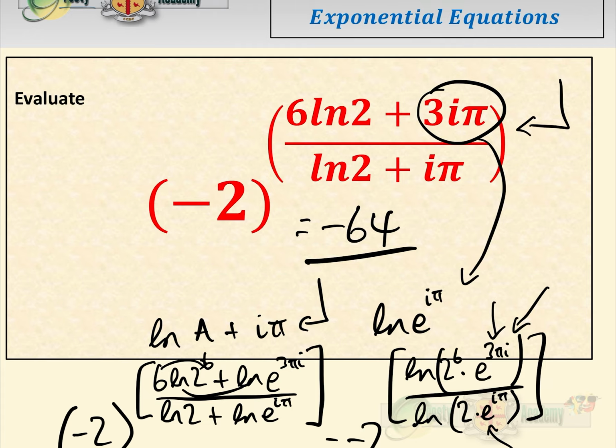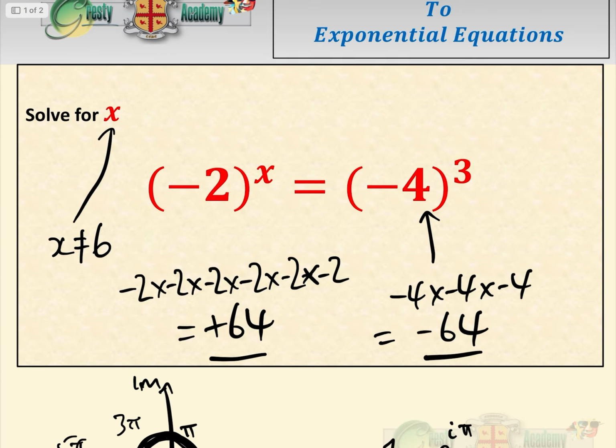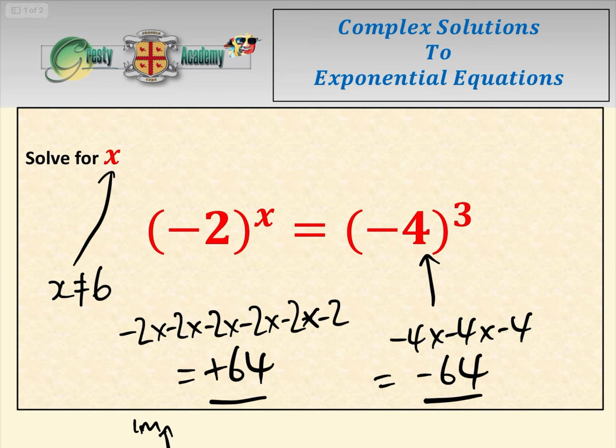And therefore we have shown that this horrific thing here is equal to minus 64, which we proved the inverse of when we solved the exponential equation up here. You're very unlikely to get that second type of equation, but this one you certainly might get.